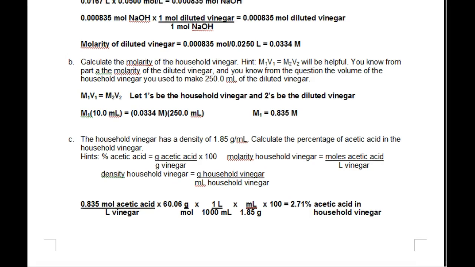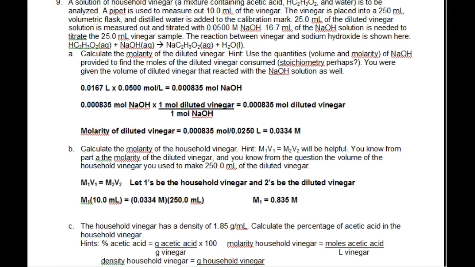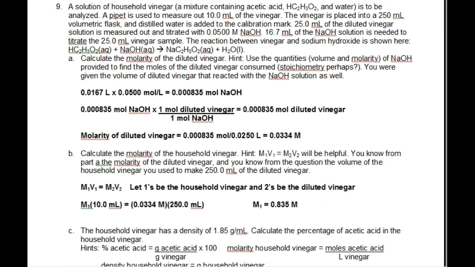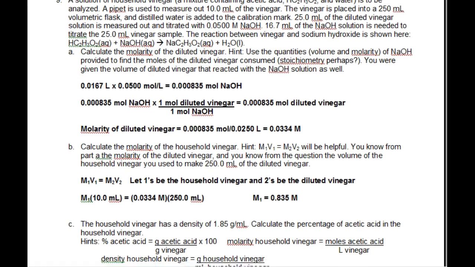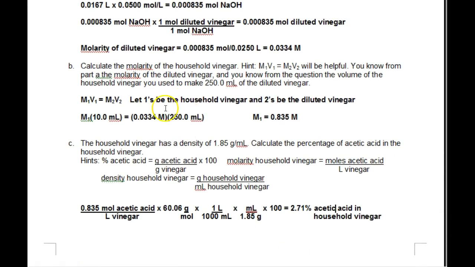And in the reading I gave you for number 9, it says that we took 10 mils of the household vinegar and diluted it to 250 mils of the diluted vinegar. So the volume I'm putting here is not the volume I used up here in part A, it is the volume of that diluted solution I made. The concentration of that diluted solution is what I got from part A, and by dividing those by 10 mils, I get what the concentration was of my household vinegar solution.